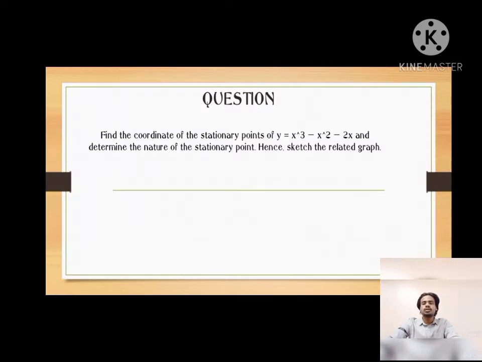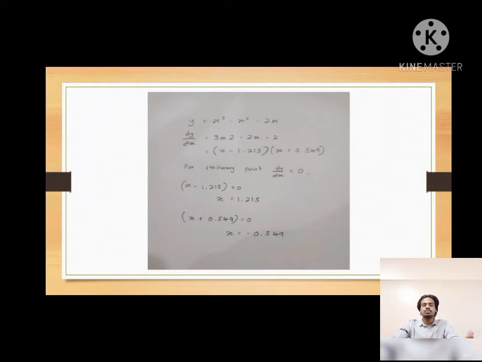Okay, now the question is: find the coordinate of the stationary point of y equals x power 3 minus x power 2 minus 2x, and determine the nature of the stationary point, hence sketch the related graph. Firstly, we have to differentiate the equation. If we differentiate, we get dy over dx equals 3x power 2 minus 2x minus 2.